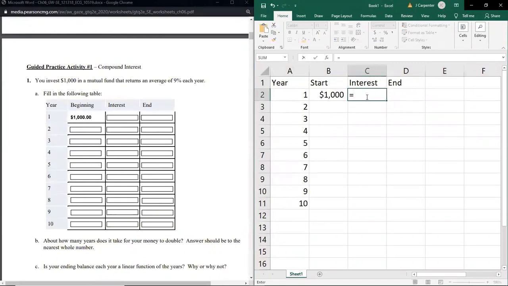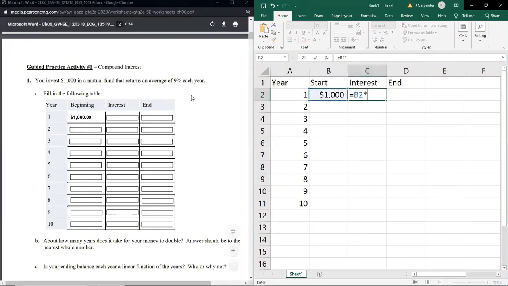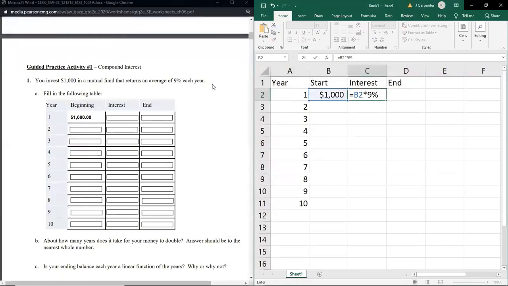So I can just go equals the balance, which is in this cell, B2, times the interest rate, which we said is 9%. Now in Excel, I don't have to write that as 0.09. I can actually just type 9%. And look at that, we get $90. The ending balance should be the sum of the start and the interest, so we go equals. And I don't need to write sum in parentheses since it's just two things, just click, plus, click. Easy as pie. There we go.